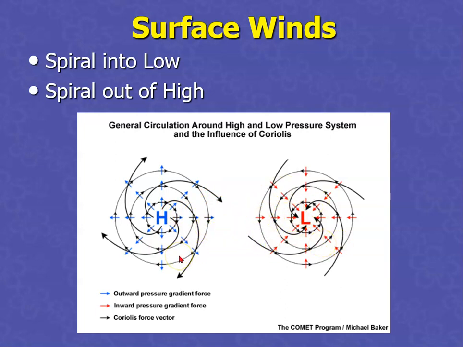So the surface winds end up actually, instead of going straight from the high, which is the blue lines, doing the black lines. So you get a clockwise, this is northern hemisphere. In the northern hemisphere, you get a clockwise spiral out of a high and a counterclockwise spiral into a low. Our weather systems that move across the United States are a function of these low pressure systems.